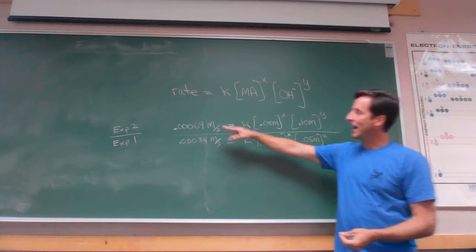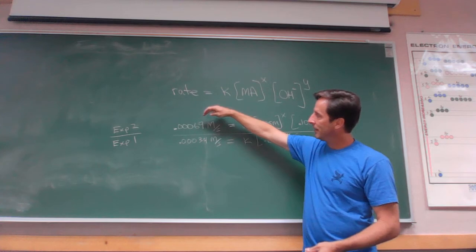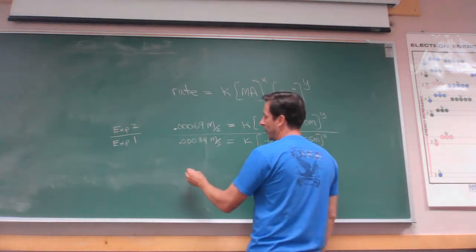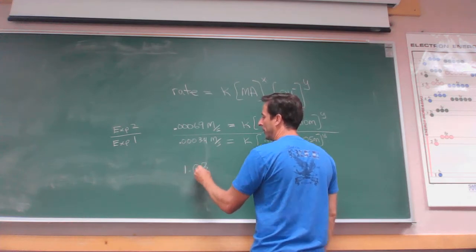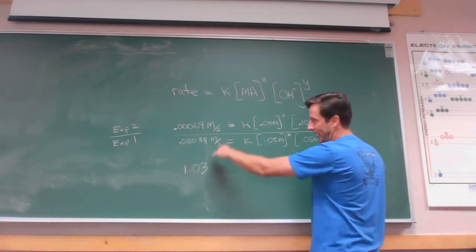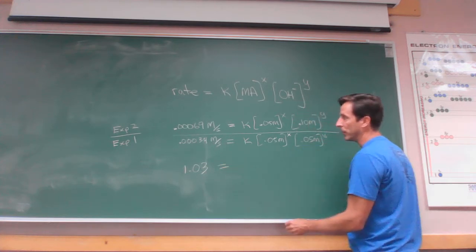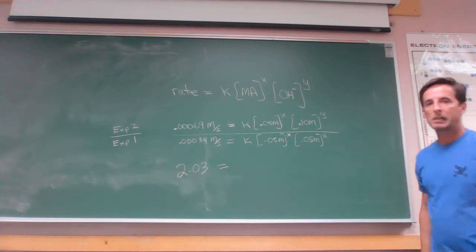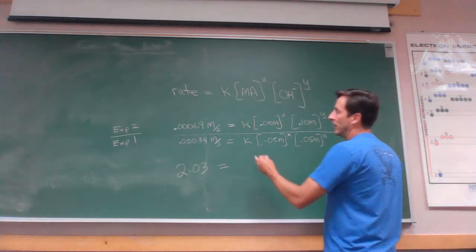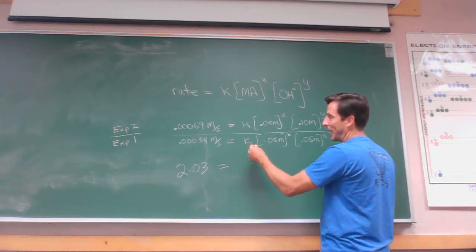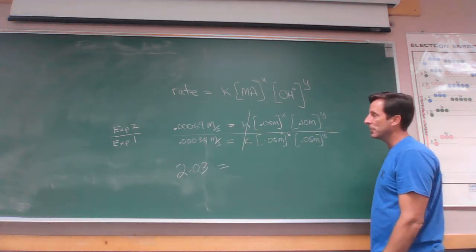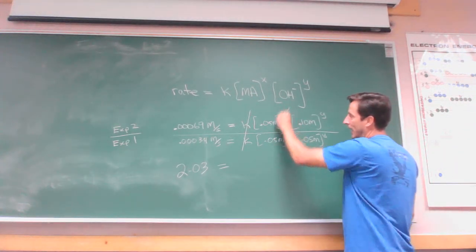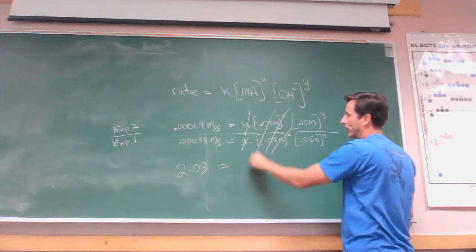Now I can look at this and divide these. And if I divide 0.00069 by 0.00034, I'm pretty sure that comes out to be about 2.03. The units cancel. Divide K by K, same thing top and bottom, this cancels out. 0.05 to the x divided by 0.05 to the x, again, that cancels.